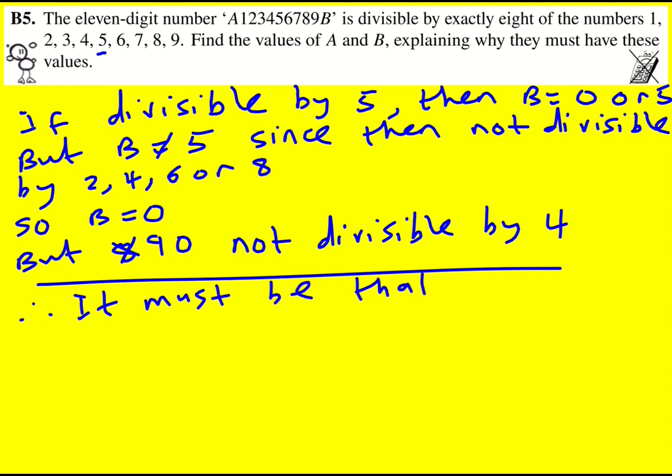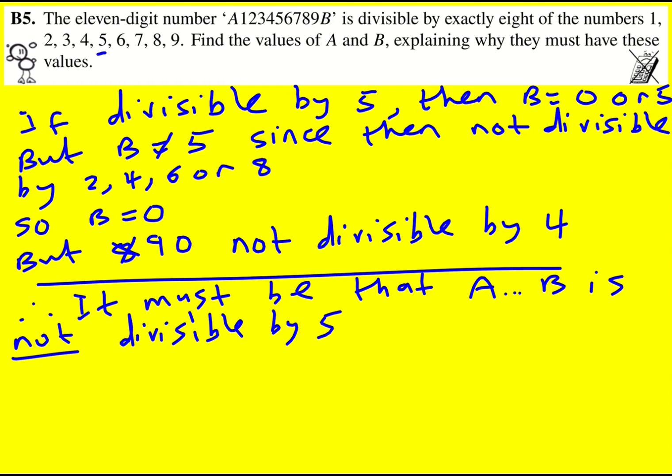And therefore, it must be that AB is not divisible by 5. Okay, it's taken a bit of time, but at least we've ruled that one out. It's not like there's multiple cases. It's simply that 5 is not an option.